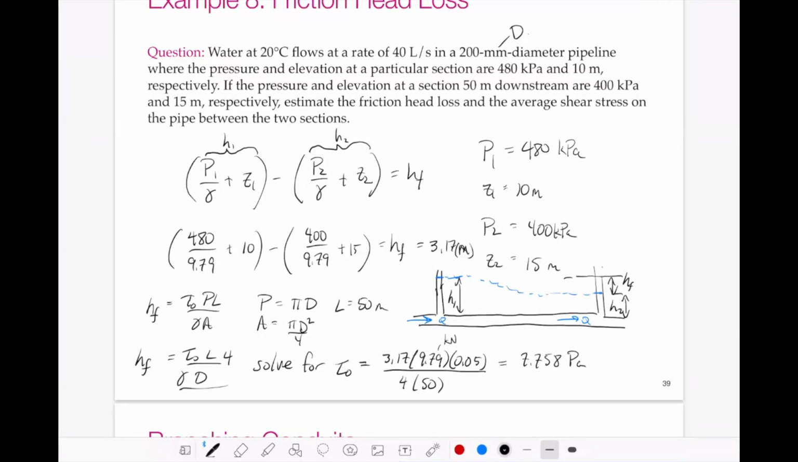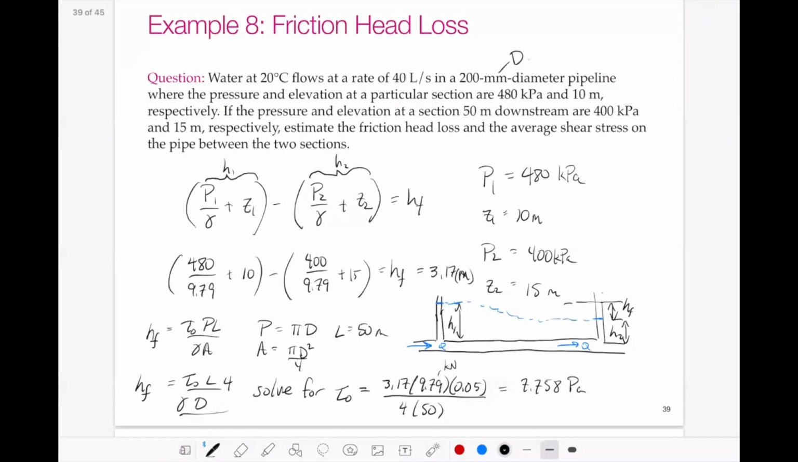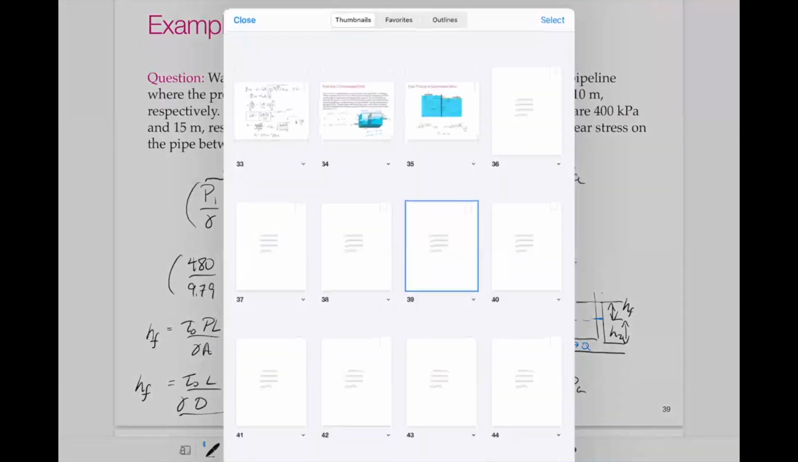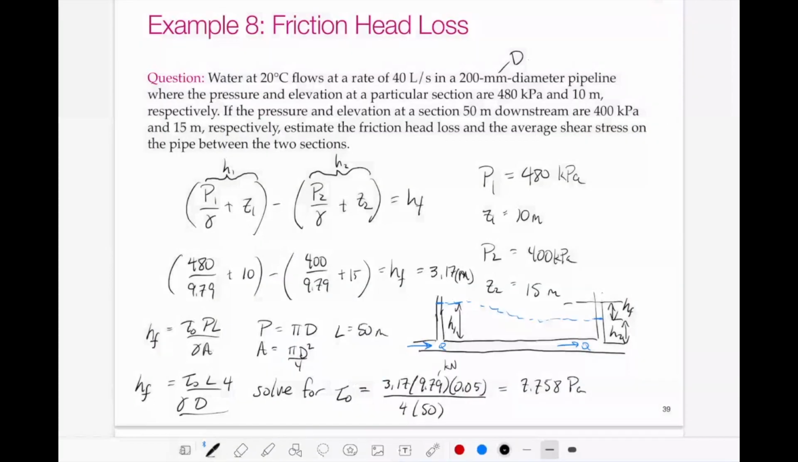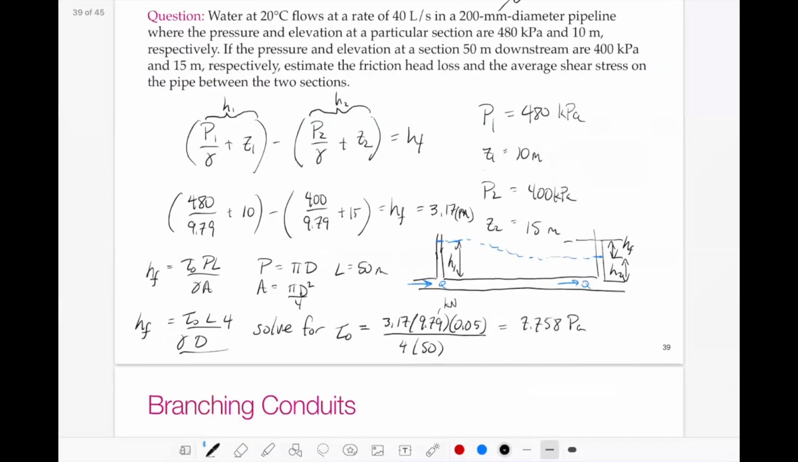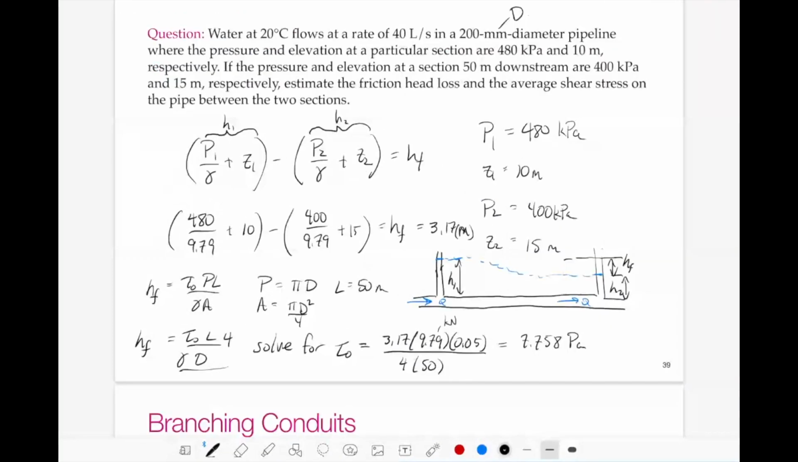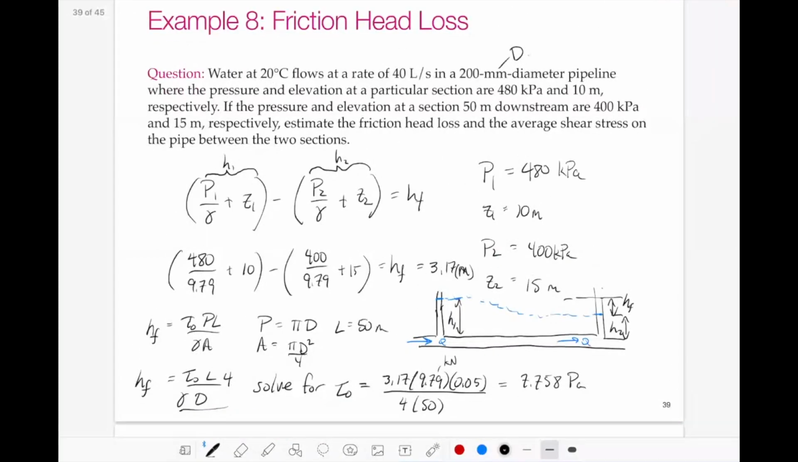So yeah, so maybe can we redraw this? How can I add a page? Can you add a page in the middle?